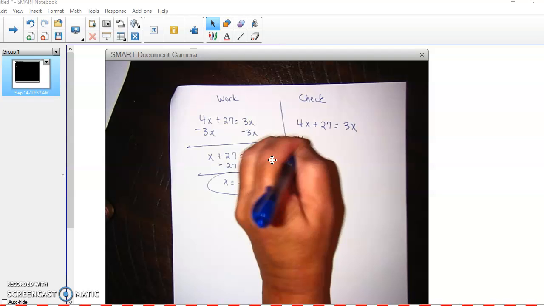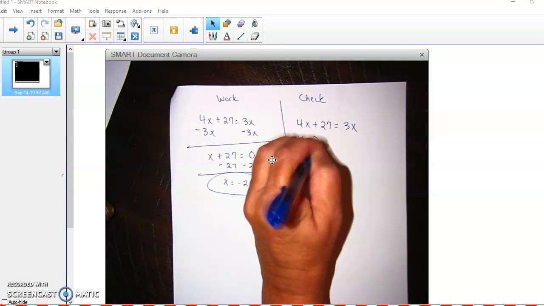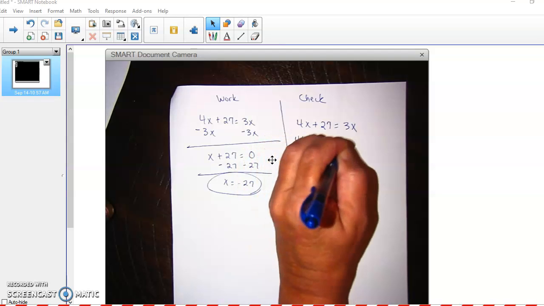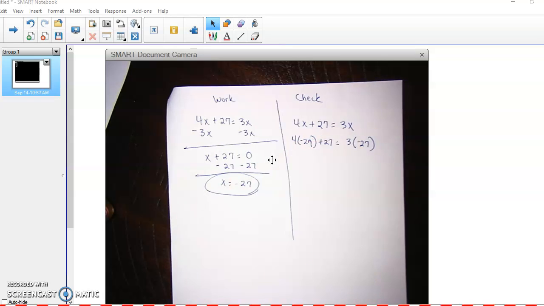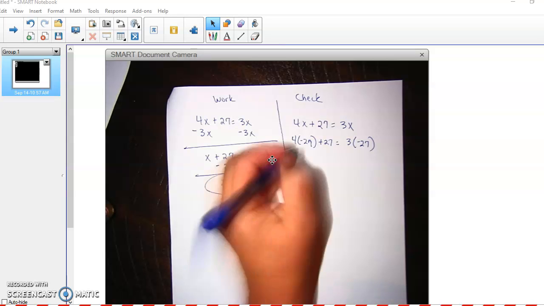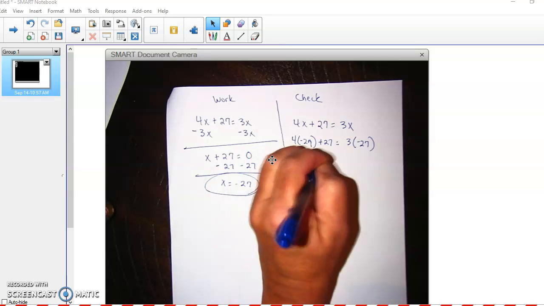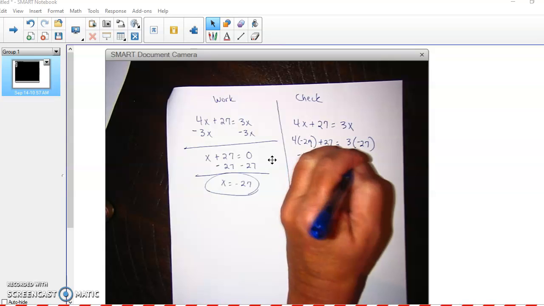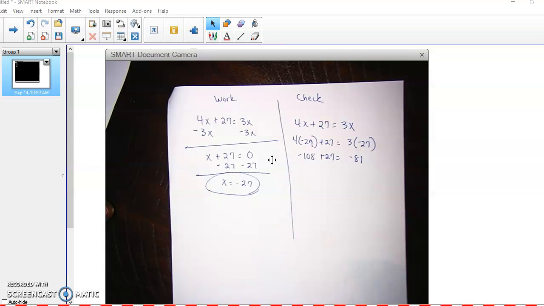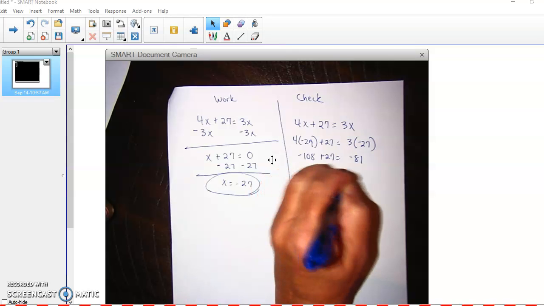So 4 times negative 27, plus 27 is the same thing as 3 times negative 27. Let me just make sure I substituted it in correctly. Okay, so 4 times negative 27 would give us negative 108 plus 27, and 3 times negative 27 is negative 81. Now let's do what's on the other side. So we get negative 81 equals negative 81.